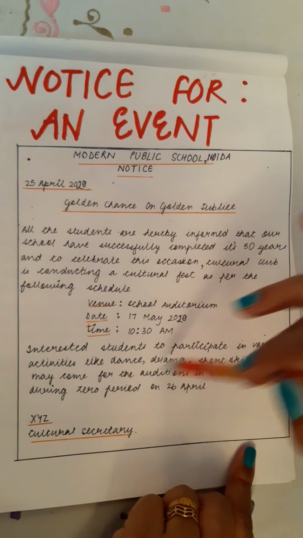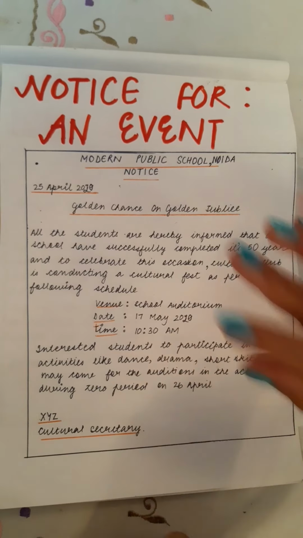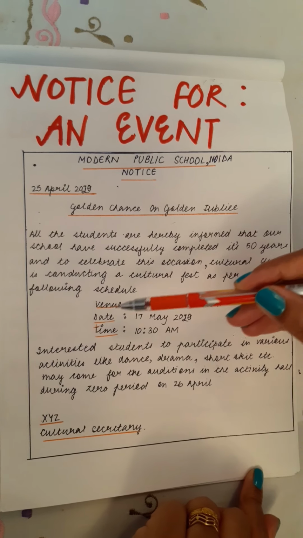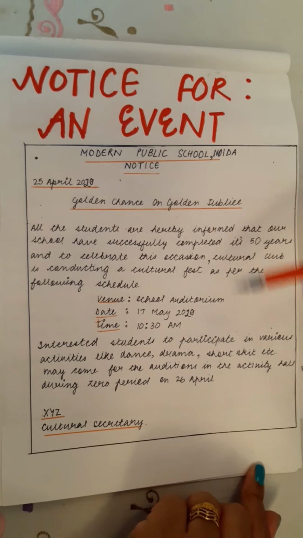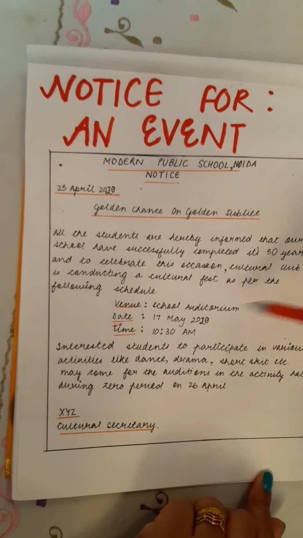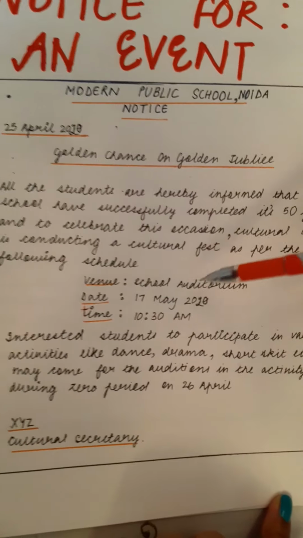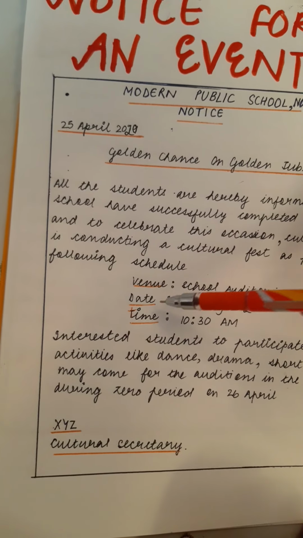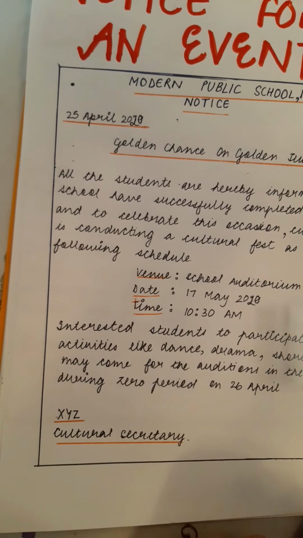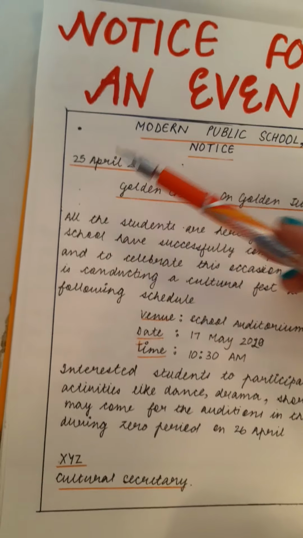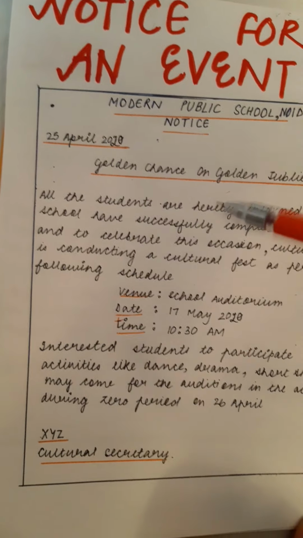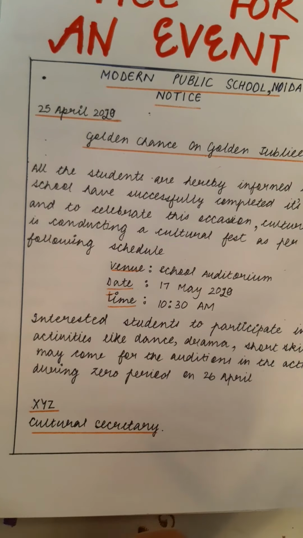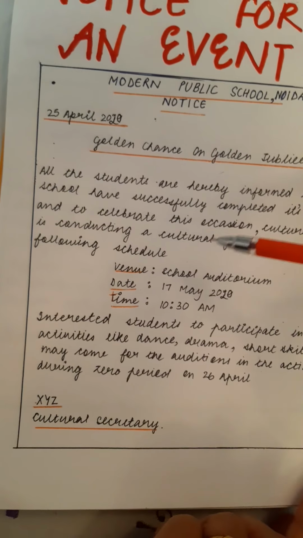This is the schedule you need to write separately so that it looks attractive. I have written here the venue. Venue means the place where such a function or fest will be organized. So this is the venue, school auditorium. Then the date of the event. Please keep in mind that the date of your notice and the date of the event should not match. It should have a good gap of a week or 10 days or 15 days.